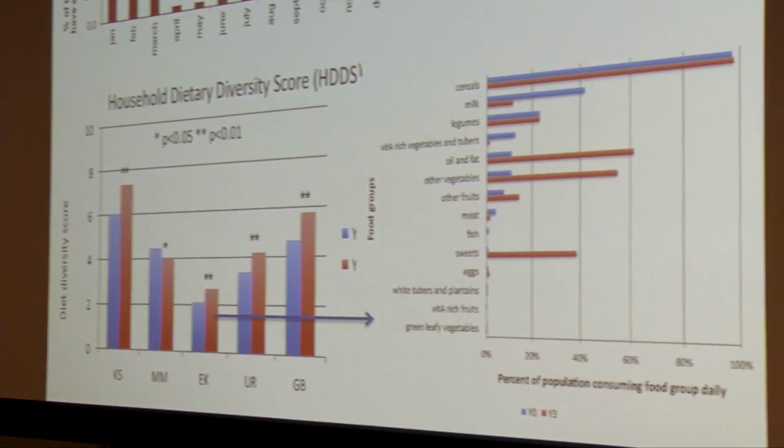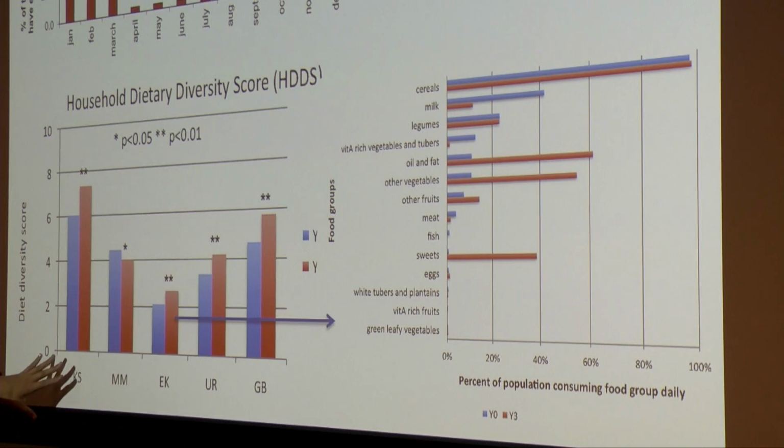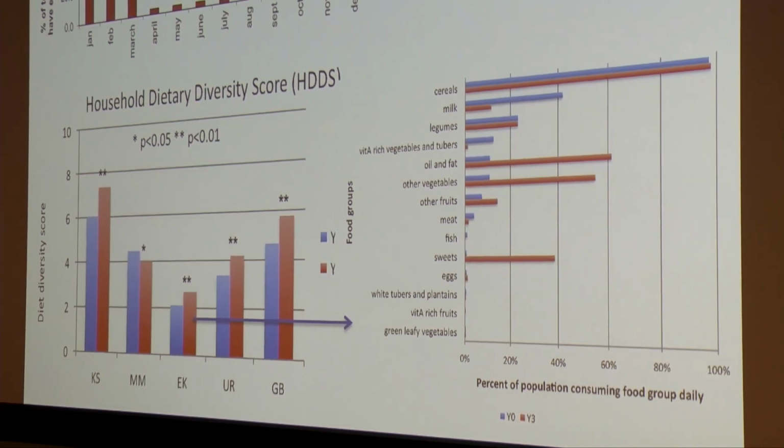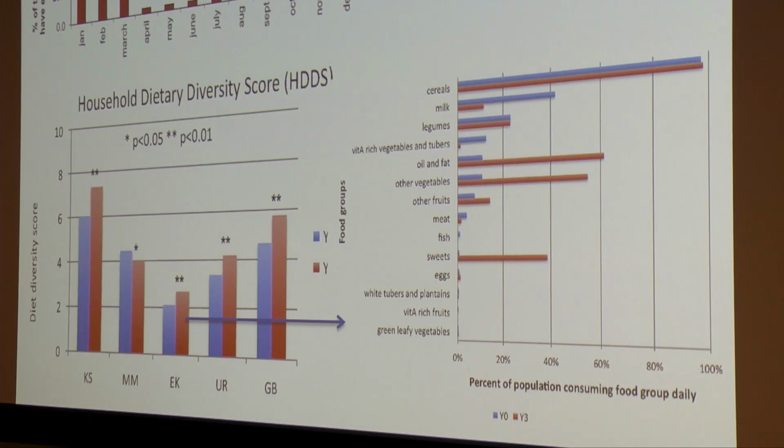Household dietary diversity. This is looking across 5 different sites in Kenya, Malawi, Ethiopia, Uganda, and Ghana, looking at year 0 and year 3, and you collect everything that someone ate for the last 24 hours. There's other methods to do it. You can do it 48 hours, you can do it over a month. And you look over time to see if they have increased dietary diversity. And you can put these foods into food groups. And you can look to see if they've improved the diversity. They consume more food items or more food groups.